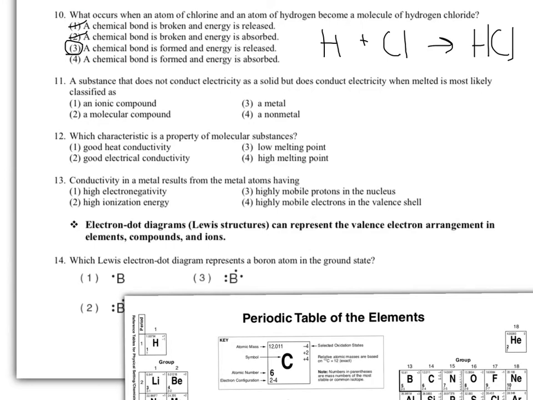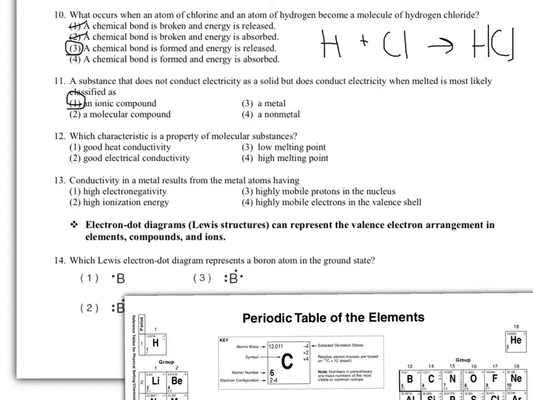Question number 11 asks, a substance that does not conduct electricity as a solid, but does conduct electricity when melted, is most likely. Now this is a pure definition of an ionic compound. Remember that electrical conductivity requires mobile electrons.